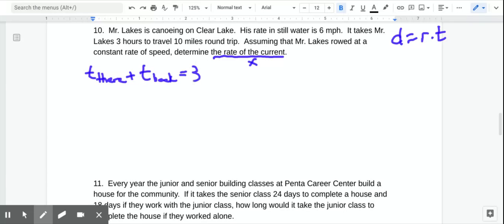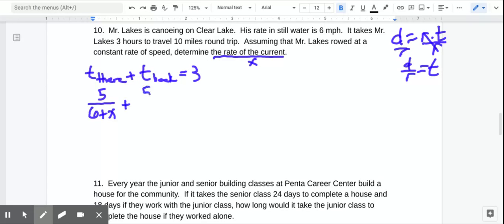Now, we don't know what those times are, so we're going to use this distance rate time formula. I'm going to solve it for t real quick, okay? So time is distance divided by rate. So on the way there, it's 5 miles across the lake, and we don't know which way the current was going, but he was going 6 miles per hour. That was his rate. And let's say he was going with the current. Okay, so he's actually going faster.